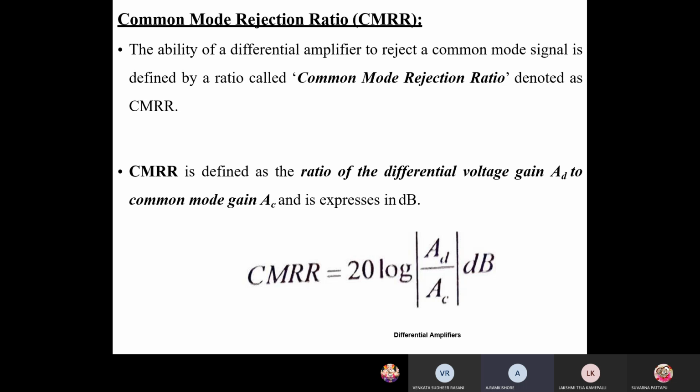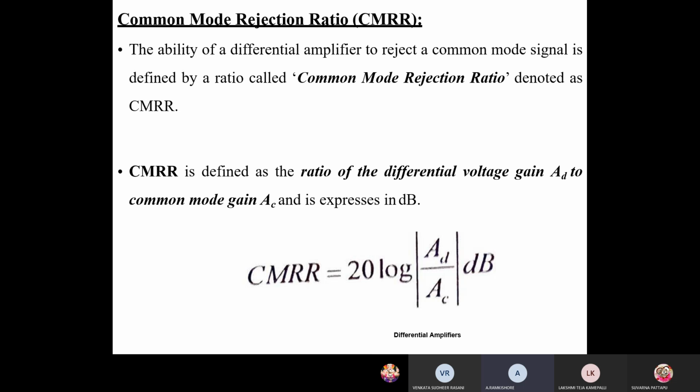So this CMRR is nothing but the common mode rejection ratio. When the same voltage is applied to both the inputs, the differential amplifier is said to be operated in a common mode configuration. That is the common mode rejection ratio.